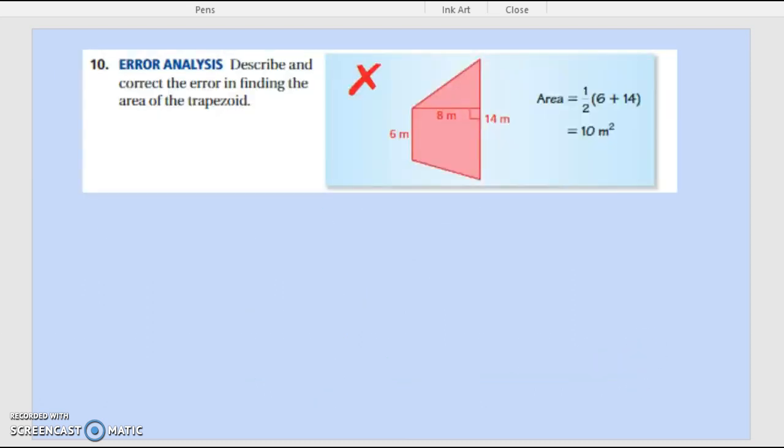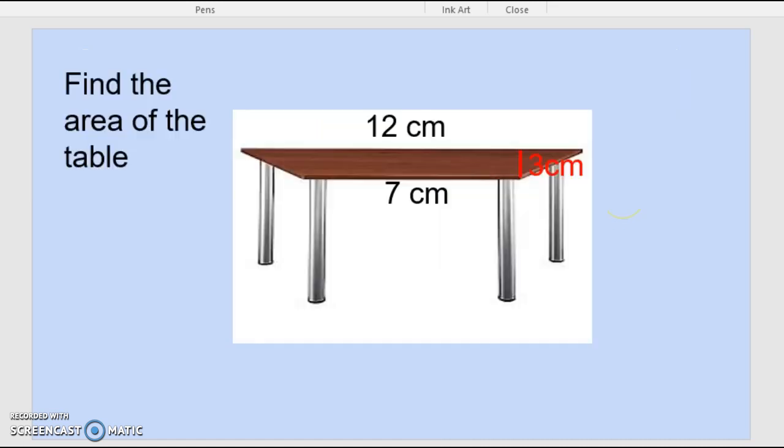All right, this one says to figure out what is wrong with this picture. 1/2. So I can see right away our formula is 1/2 base 1 plus base 2, but then it was never multiplied by the height here, 8. So as long as you would say something around those lines, that would work.